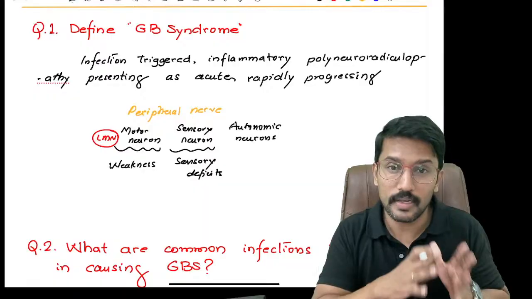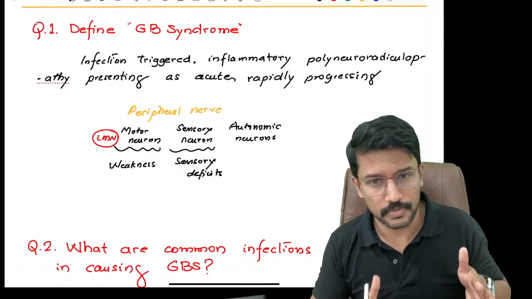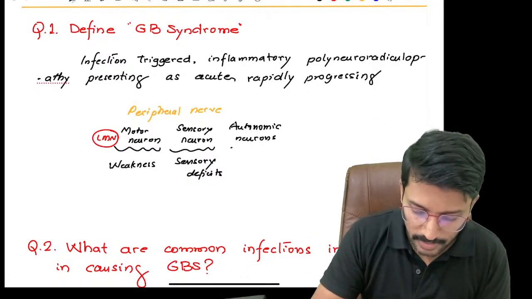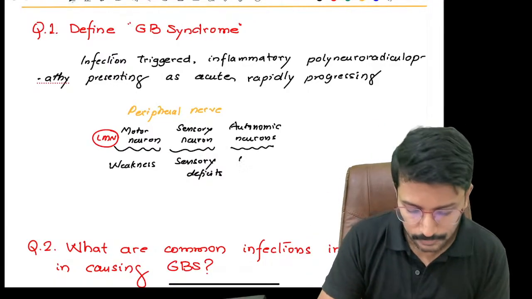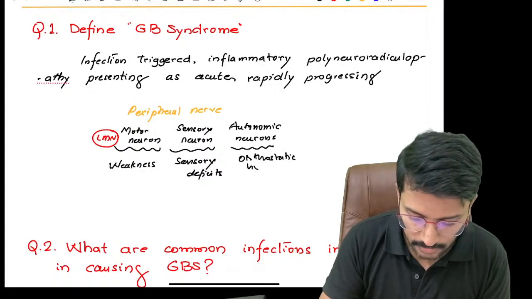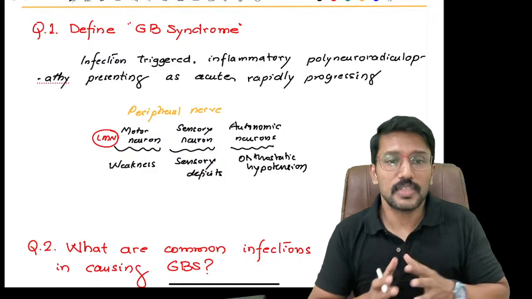It is a polyradiculoneuropathy, so affecting multiple nerve roots and nerves. So systemically speaking, it is affecting your whole autonomic nervous system. So that can also lead to consequences like orthostatic hypotension.